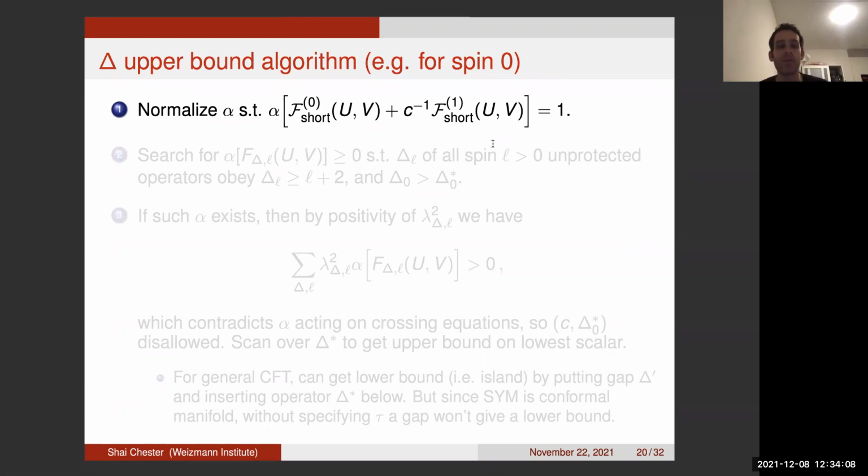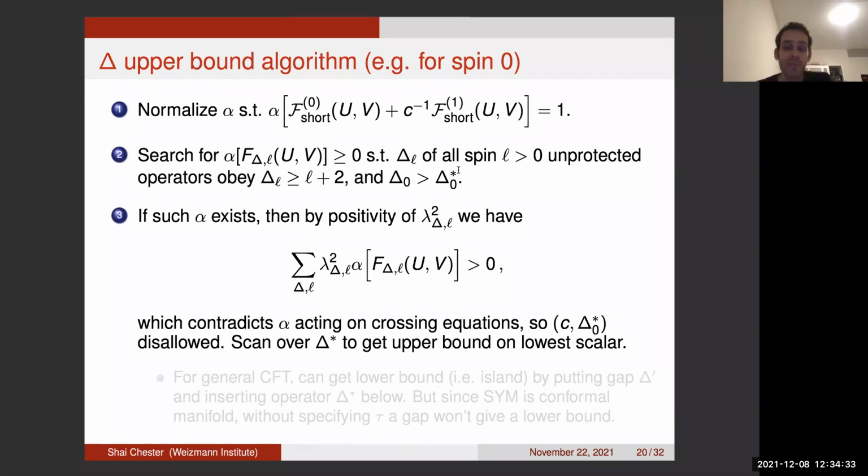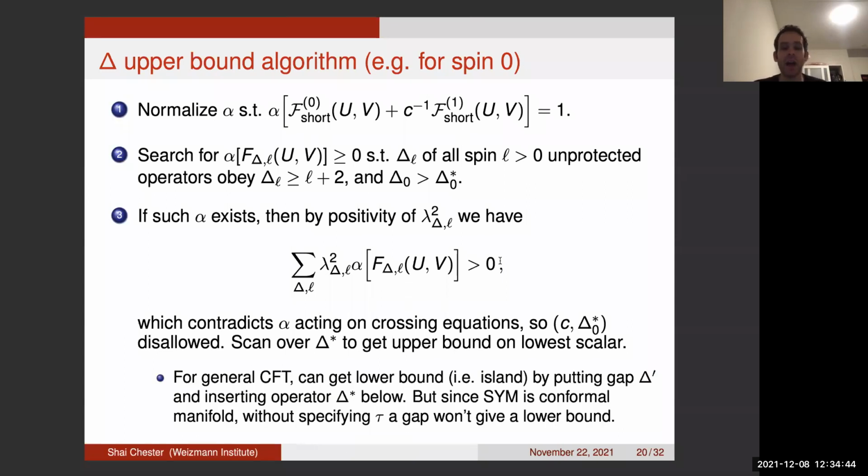So the algorithm for scaling dimensions is that first you normalize the functional such that acting on the short pieces, it gives 1. Then you search for a functional such that for generic operators with scaling dimension, delta, and spin, it will be positive as long as they satisfy the unitarity bound, as well as some assumption on, say, for instance, the spin 0 sector, given by this delta 0 star. So if such a functional exists, then by positivity of the OP coefficient squared, we now know that the functional acting on this crossing equation is strictly positive, but that contradicts alpha acting on the crossing equations themselves.